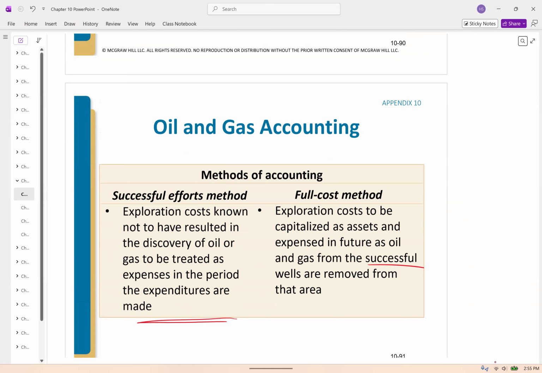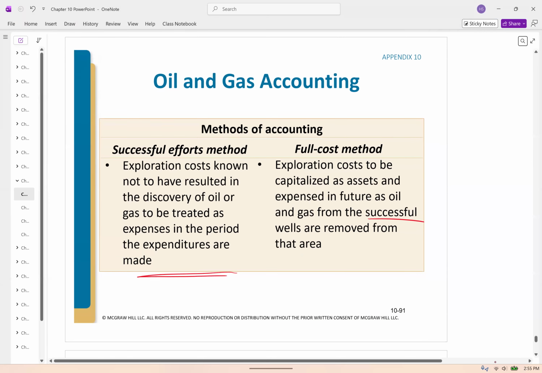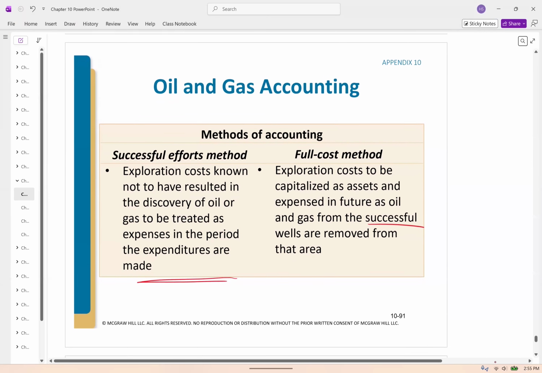But they have two methods here. They have the successful efforts method, and this just means any time that you go through one of these exploration costs and it doesn't result in a discovery, then it's expensed as incurred. Okay. Full cost method, this is where when you have gone through the exploration process and you know it's there and you have a successful well, then you're going to keep all the cost up to date on that. Okay. And probably amortize it out over the life of the drilling there.